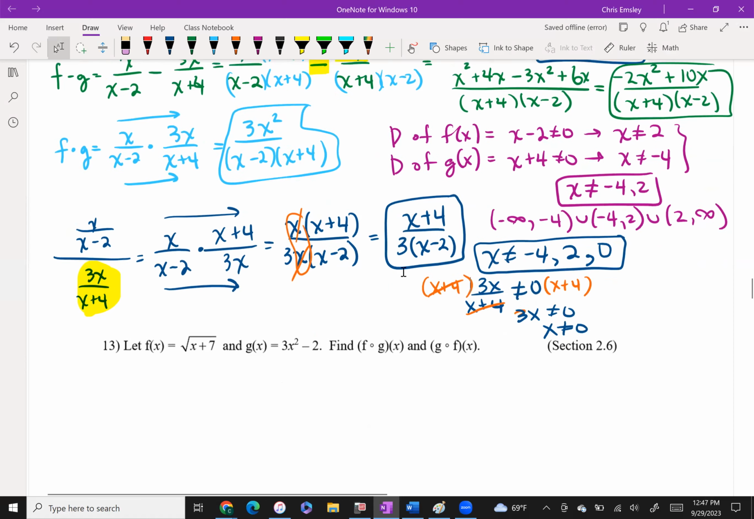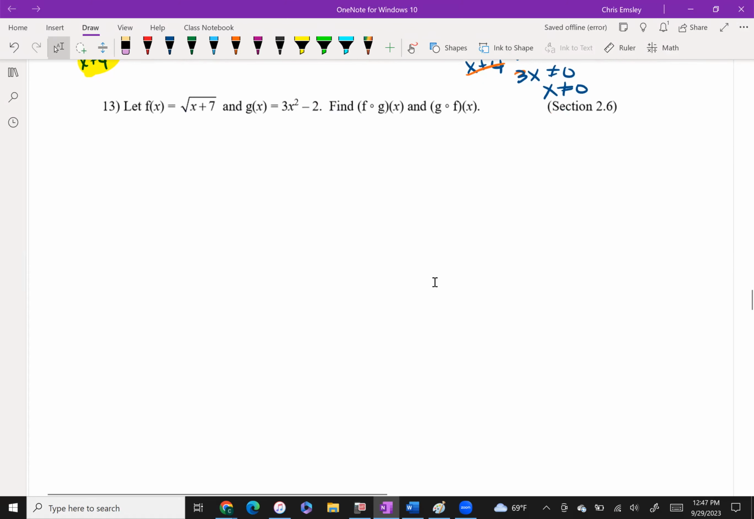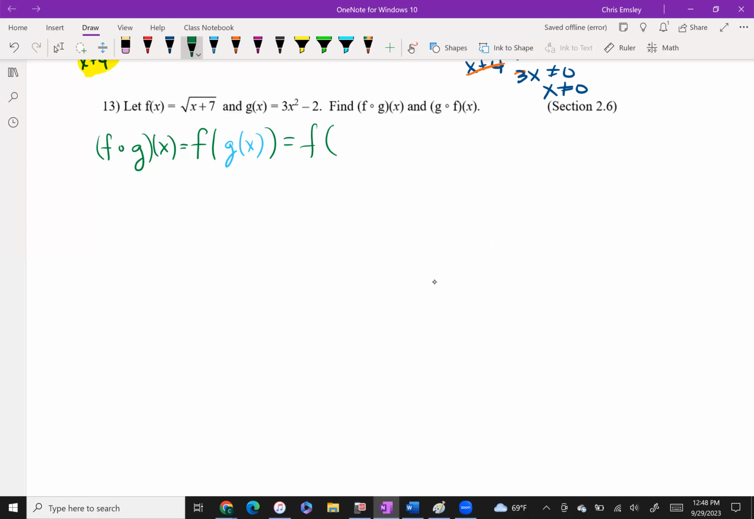Number 13, some more operations on functions. This time we move on to our composite operation. We want to figure two things. First, we want to find f of g of x. That little circle is our composite operator. So f, the function that comes first, is going to be our outside function. And then g, the function that comes second, is our inside. I just start by replacing this label, g of x, with the actual function g of x, which for this problem is 3x squared minus 2, just a replacement there.